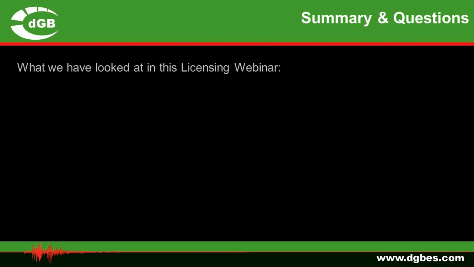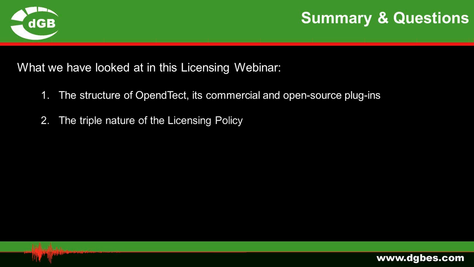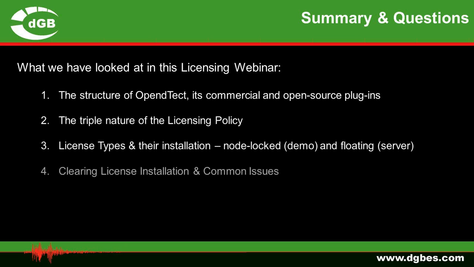Okay, I would just like to summarize the things we've looked at here, which was the structure of OpendTect and its commercial and open source plugins, the triple nature of the licensing policy, the license types and their installation, clearing license installation and some common issues, and how to request a license. Are there any questions?